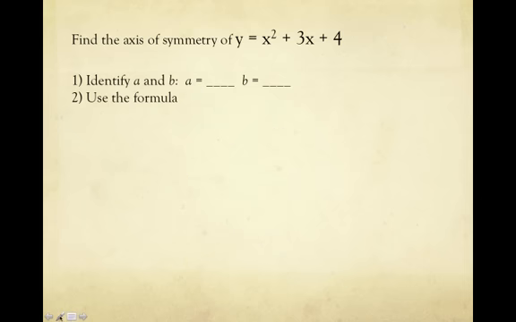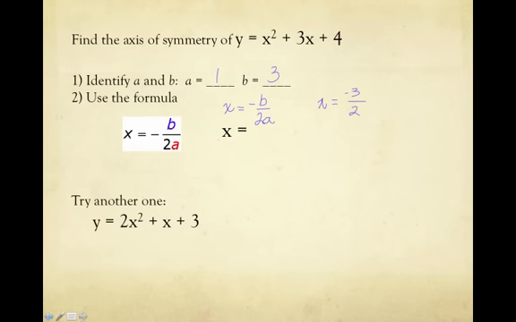For this axis of symmetry, I'm going to identify a, and my a is 1 again. And my b is 3. And remember, my formula is x equals negative b over 2a. So I've got x equals negative 3 over 2. And that's going to be my axis of symmetry. So you need to try this one. Pause your video very quickly, come up with your axis of symmetry.